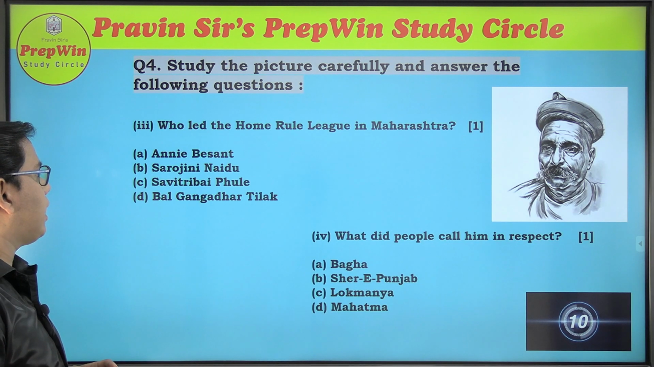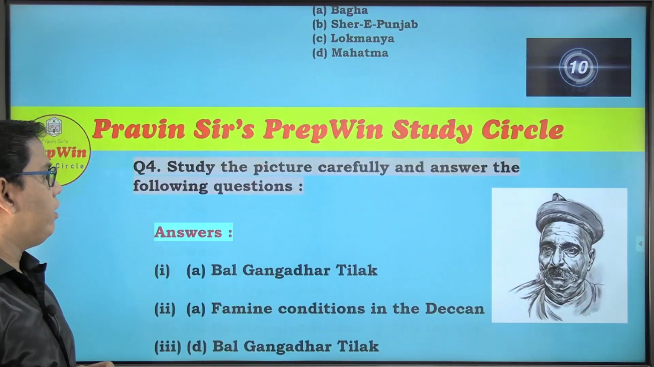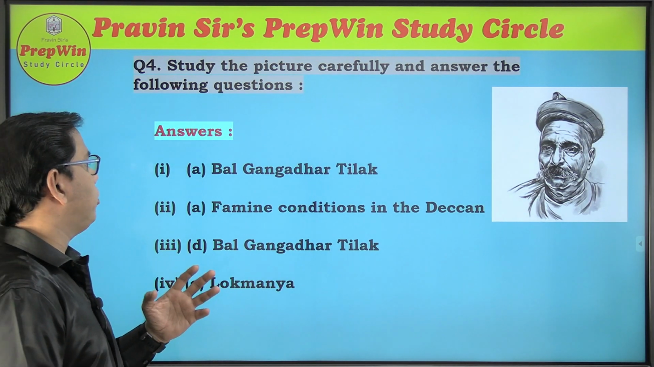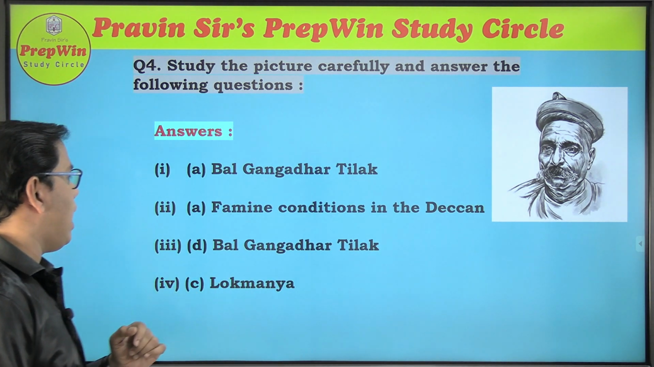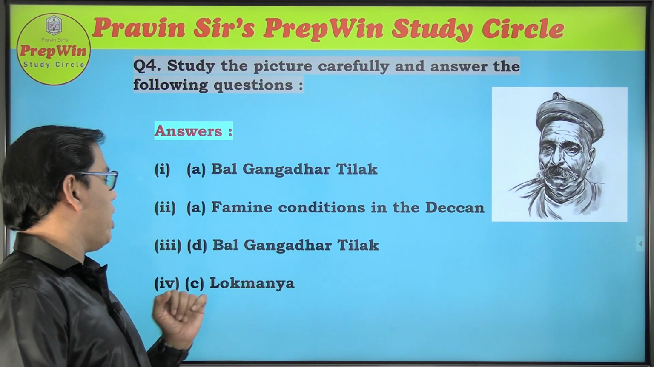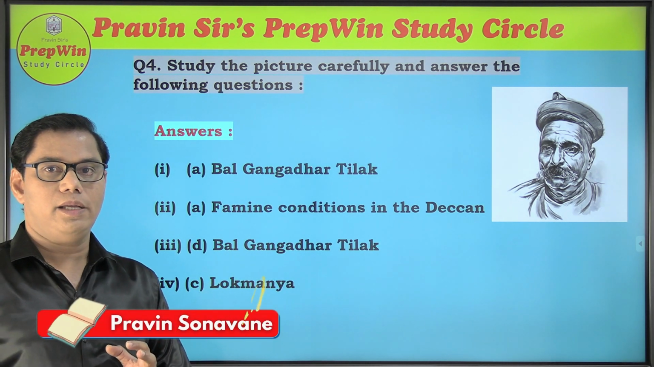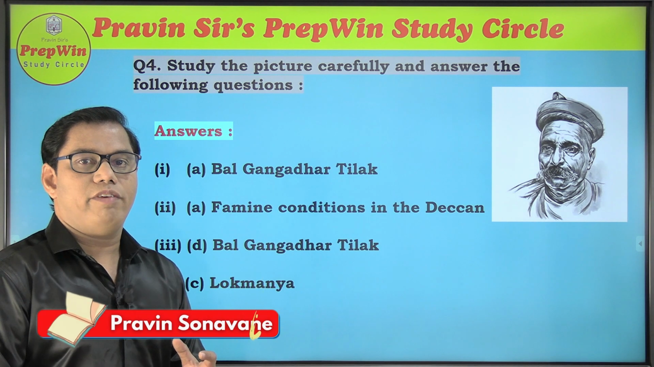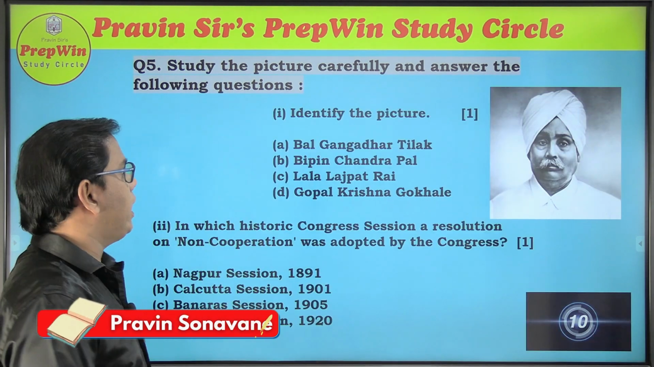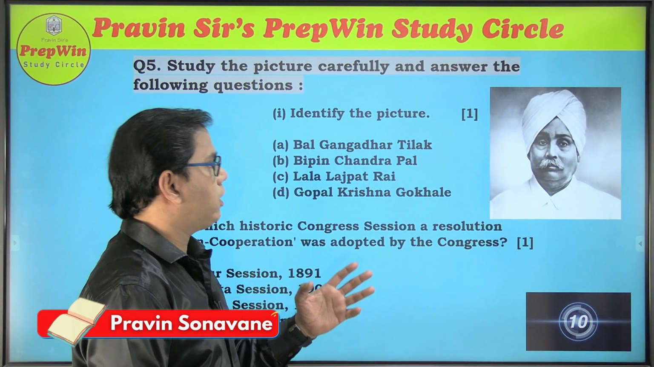So now let us check our answer. So here we go with our answer. Correct options are question number 1 A, question number 2 also A, question number 3 D, and question number 4 C. Yes sir, this is a good revision, fun plus revisions. So next question, question number 5.